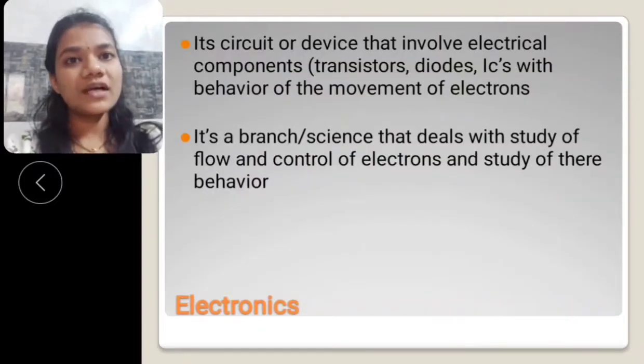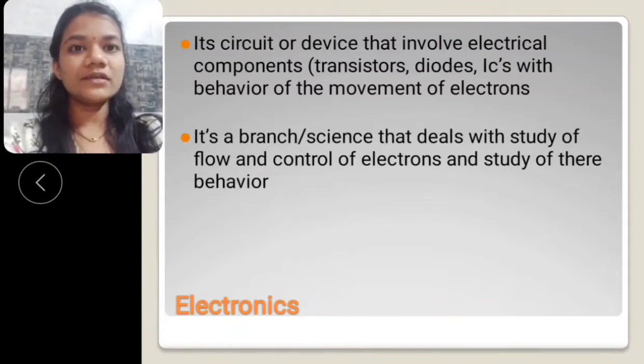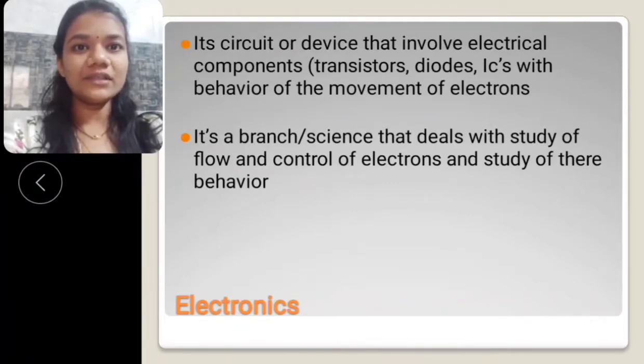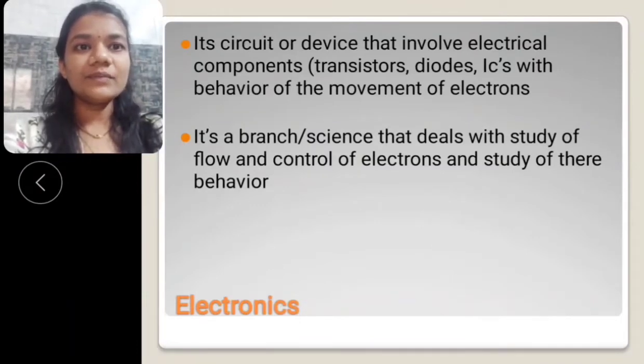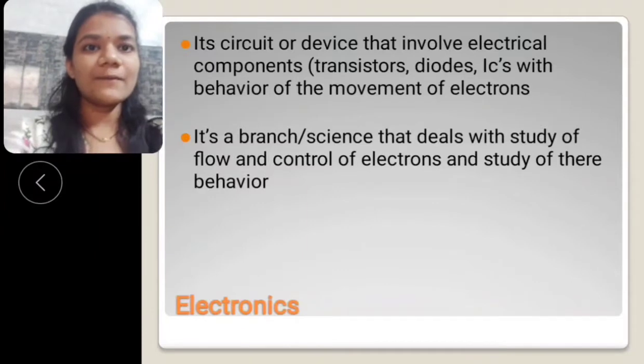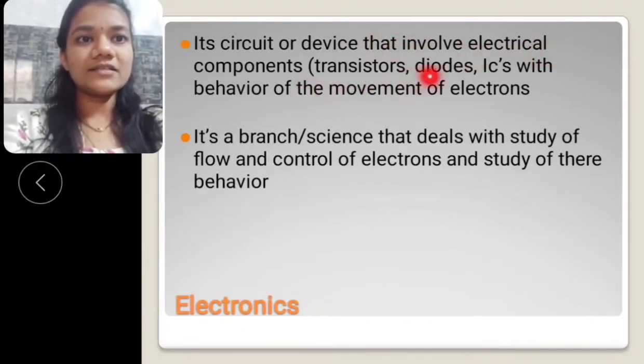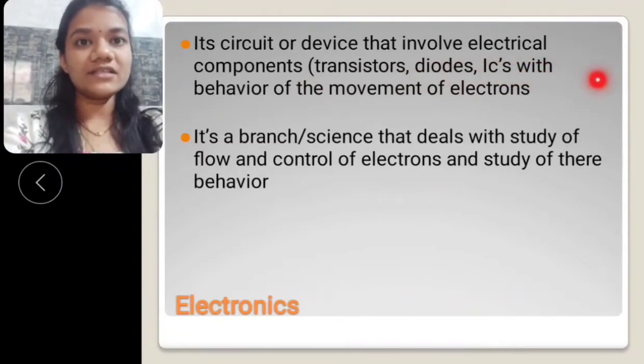Before starting with the components, we must understand what electronics is. Electronics is nothing but a circuit or a device that involves electrical components like transistors, diodes, and ICs, with the behavior of the movement of electrons, that is, the charge carriers. It may be holes or it may be electrons.